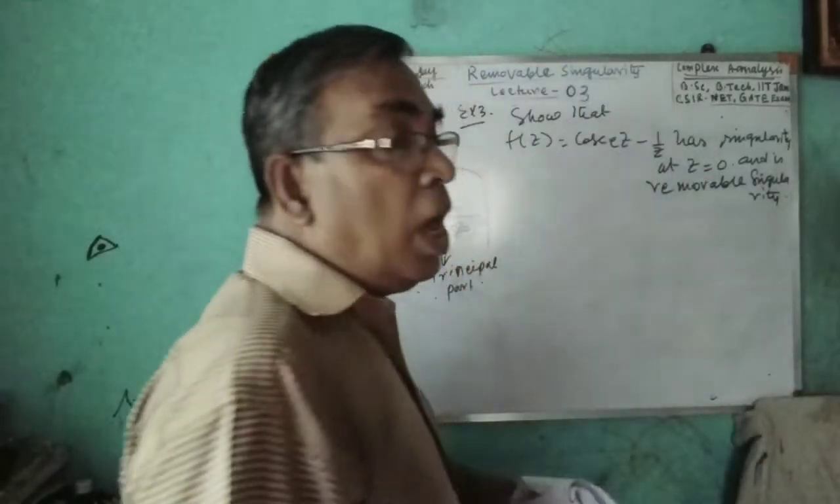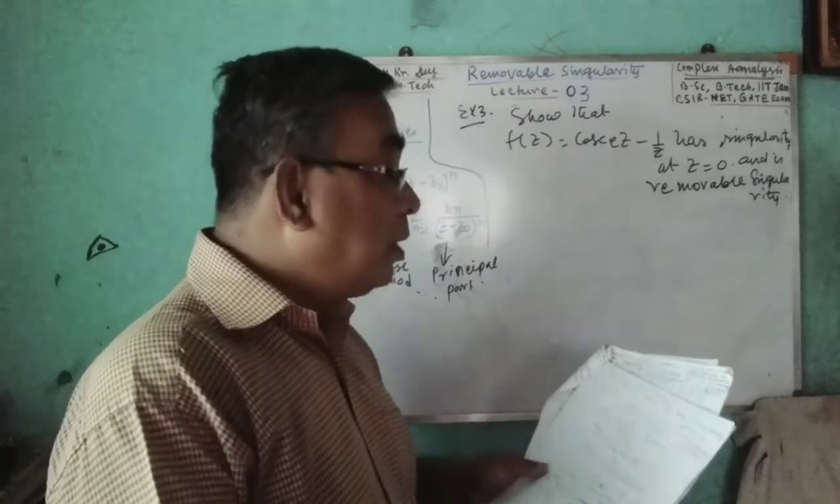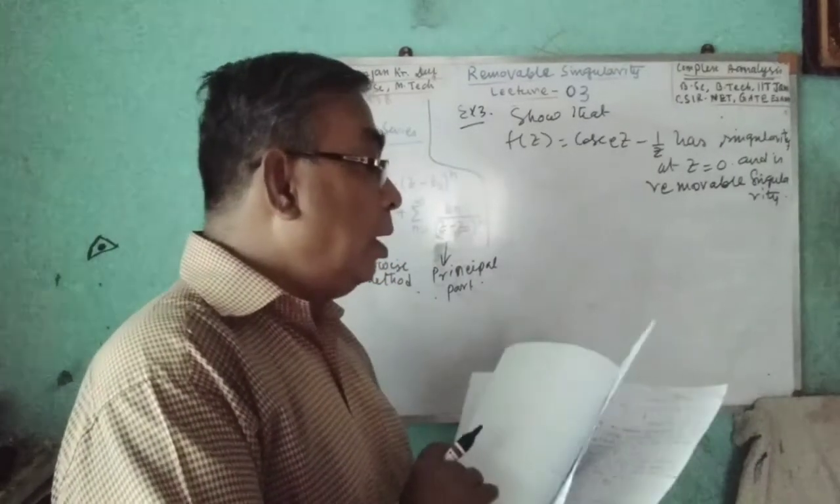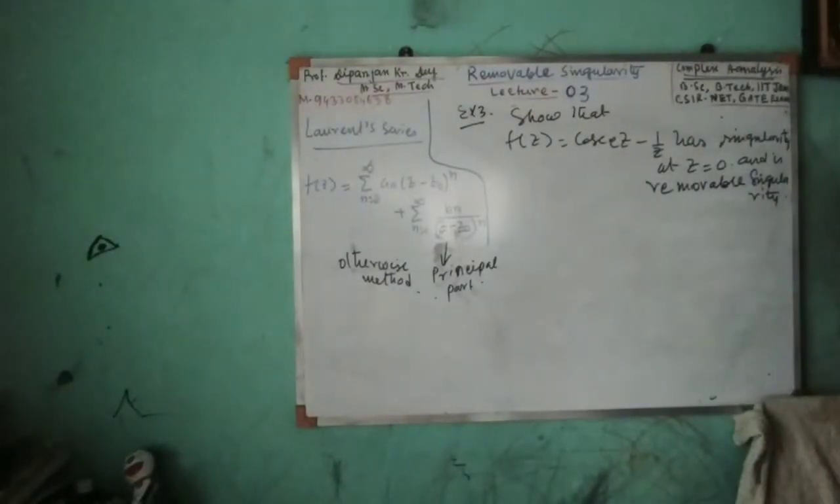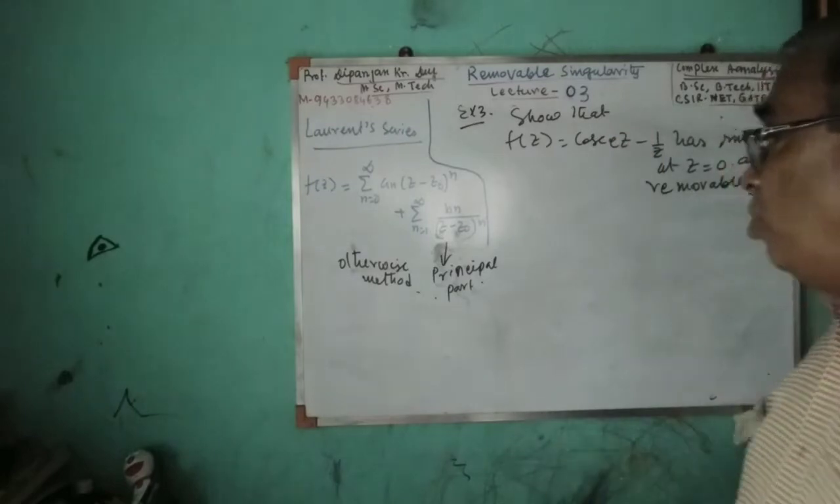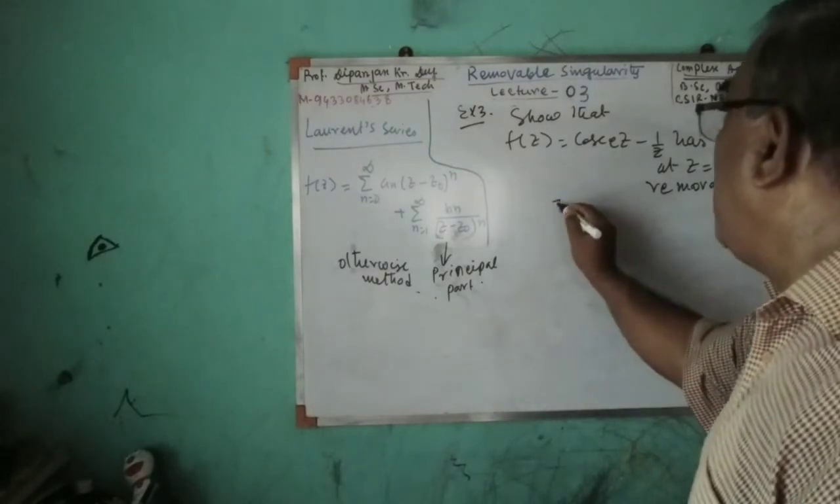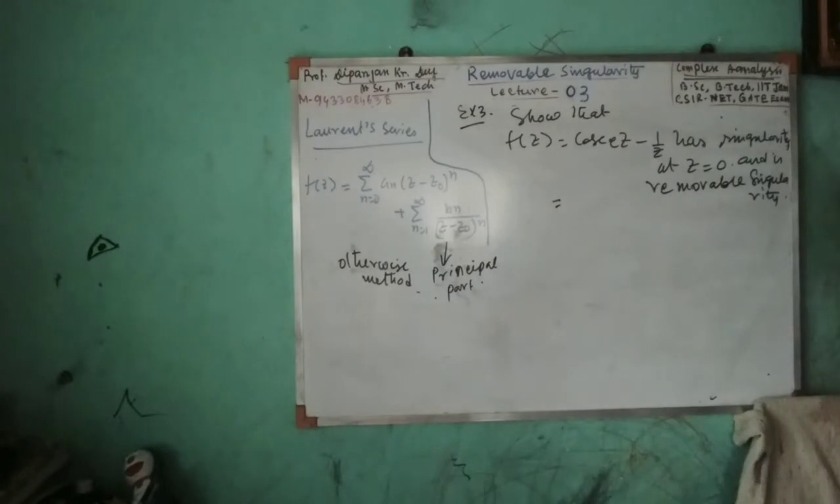Because we know that isolated singularities are of 3 types. That is, one is removable, then pole, then essential singularity. First removable, then pole, then essential singularity. Okay, so we are doing today only removable singularity, so that it has a singularity at z equal to 0. Now if we expand this, cosec z can be written as 1 by sine z.